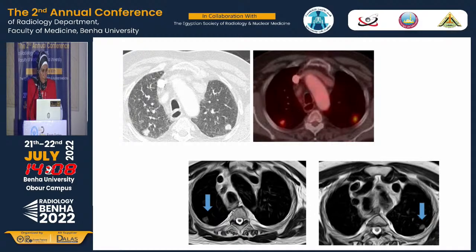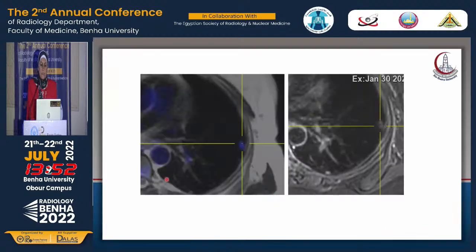This is the pulmonary nodule nicely demonstrated on the conventional T2 weighted images. And this is the other one, which is nicely demonstrated even without the use of the PET component. And this is the fused PET MRI showing the uptake at another lymph node from one of our patients.